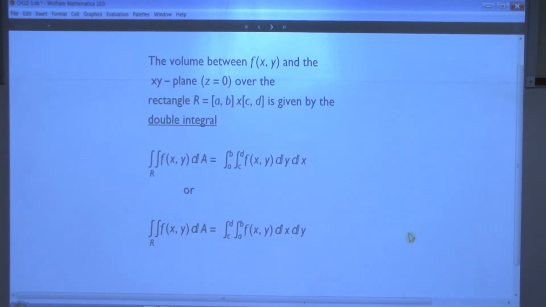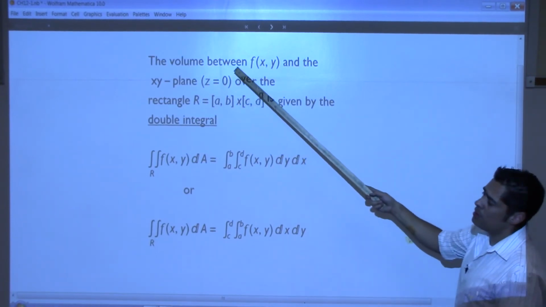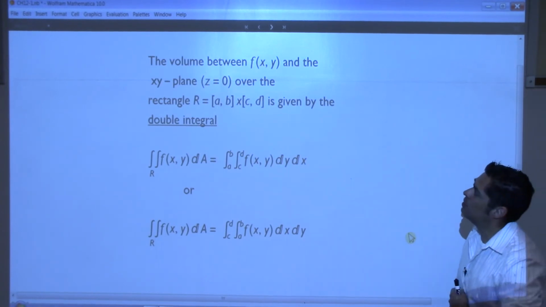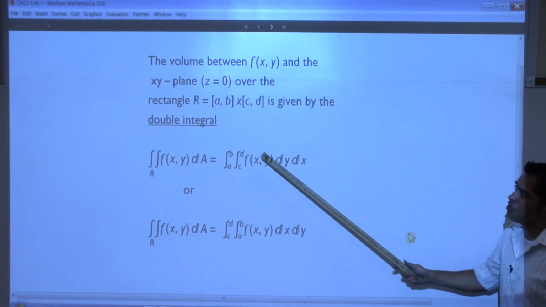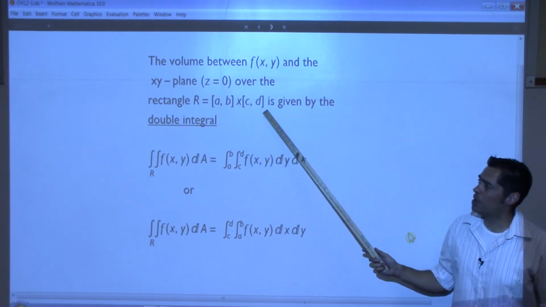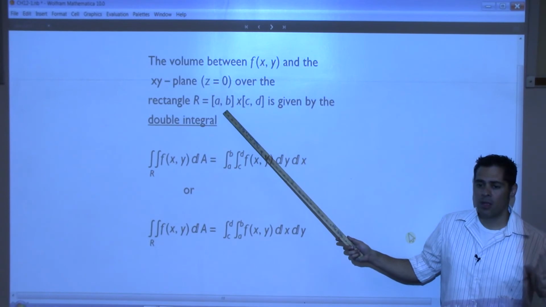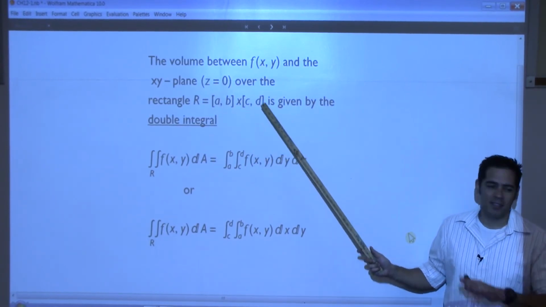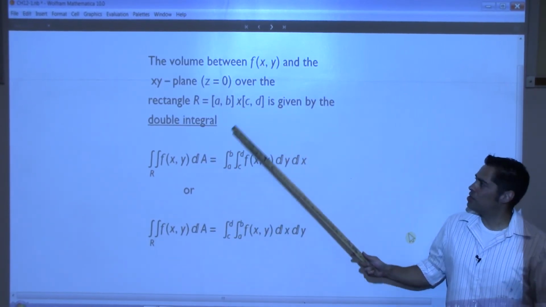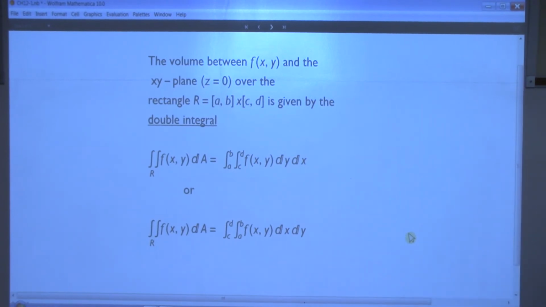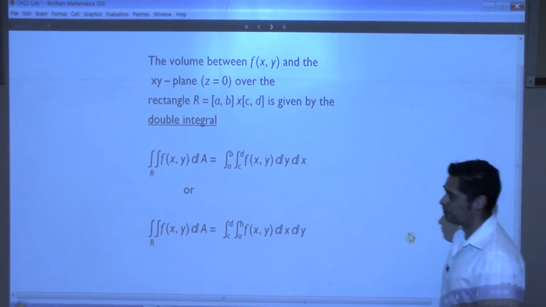Okay, so if you're trying to find the volume between some surface, f of x y, and the xy plane, which would be the ground, over some rectangular region. Now notice the way that we write the rectangular region. We write the closed interval [a, b] cross [c, d]. It's not a cross product, okay? That's just the way we write a rectangular region in R2. Then it's given by this double integral.